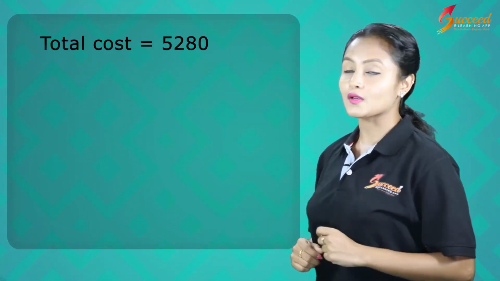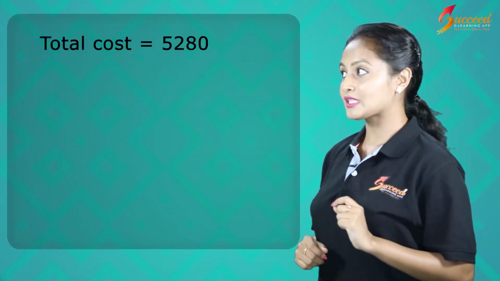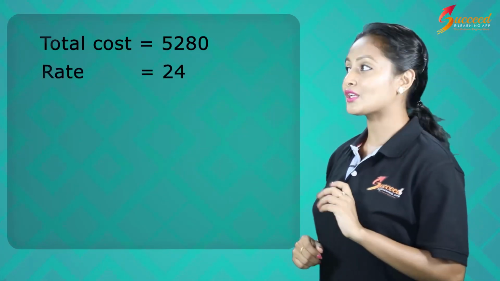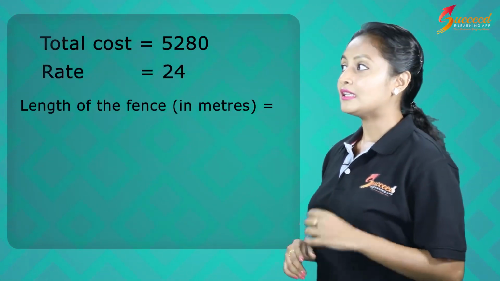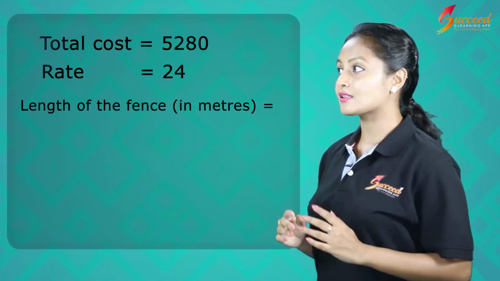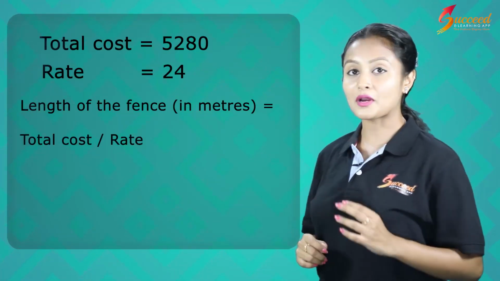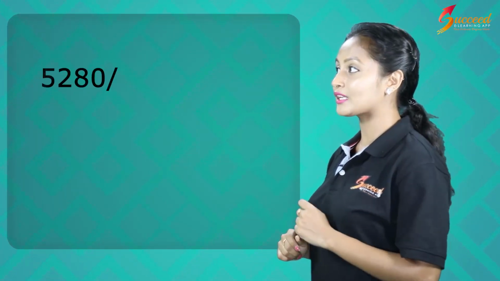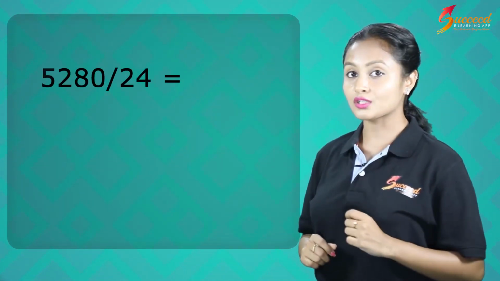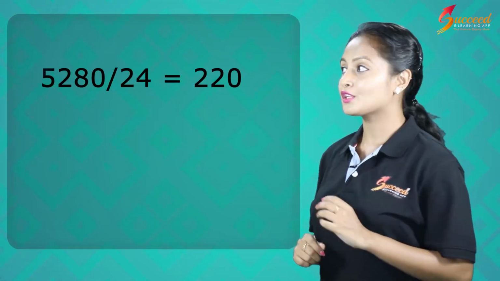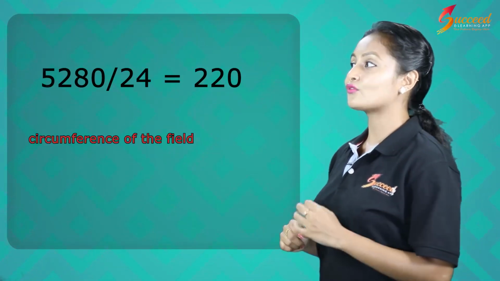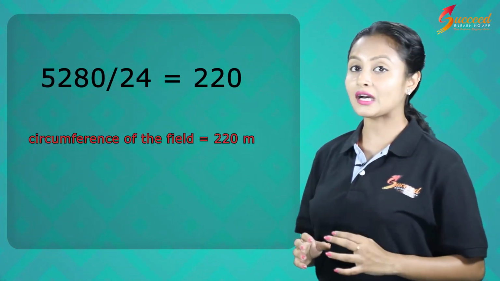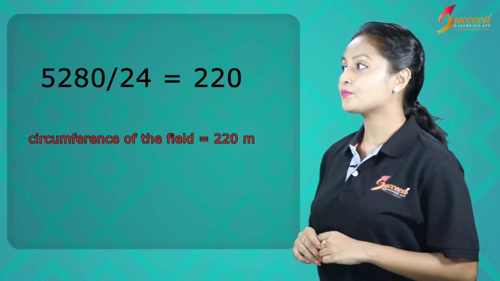So, in the question they have given the total cost is 5,280 rupees and the rate is 24 rupees. Now, length of the fence in meters is given by total cost divided by rate. Substituting the values, we get 5,280 divided by 24, which is equal to 220. So, the circumference of the field is equal to 220 meters.